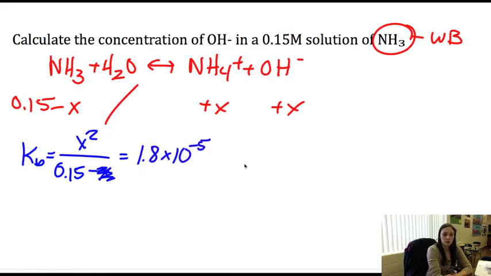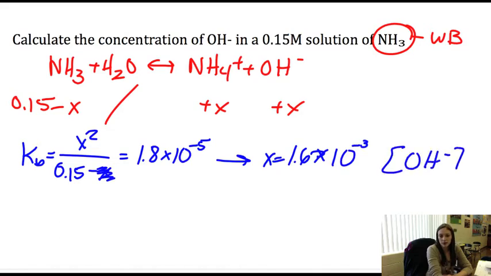All we do is cross multiply, take the square root, and my X is 1.6 times 10 to the negative third, and that is my OH minus concentration because X is just the OH minus. And that is all that question is looking for.